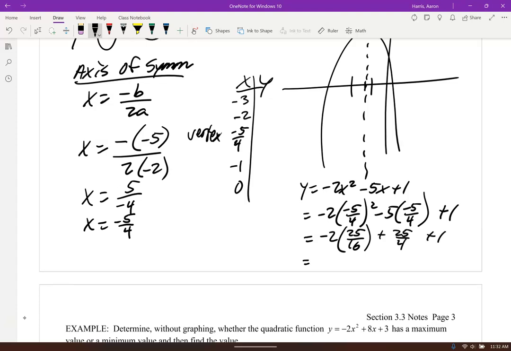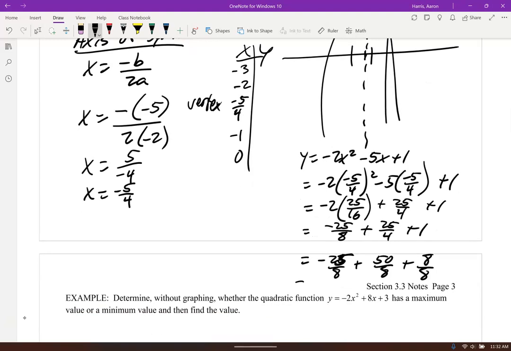So I got -50 over 16. So I'm going to reduce that to -25 over 8 plus 25 over 4 plus 1. I'm going to get a common denominator. So 50 over 8 plus 8 over 8. So -25, oops, that's -25, plus 50 is 25. 25 plus 8 is 33/8.